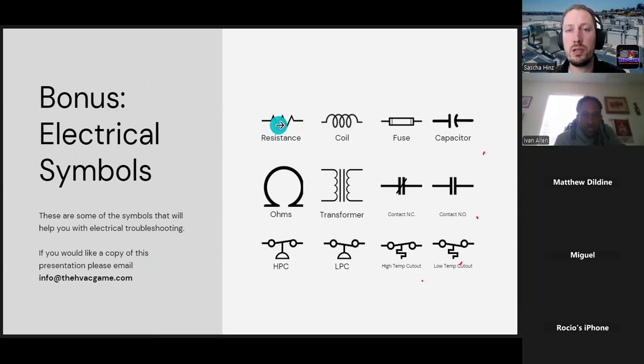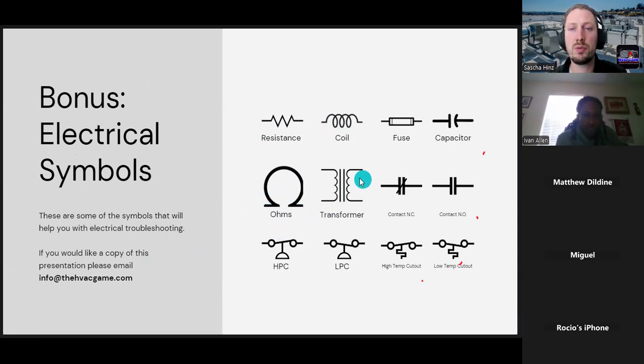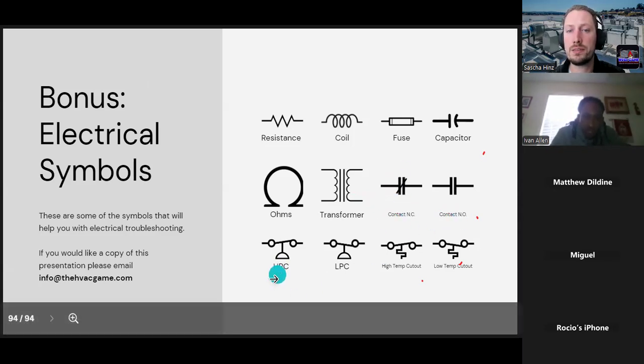You have resistance up here. These are your coils, for example, on contactors. These are fuses, capacitors. This is just a general symbol for ohms for resistance. This is usually your symbol for a transformer. Contacts on your contactors, normally closed, normally open. And then these are your pressure switches, high pressure, low pressure. And then this is a temperature sensor, and these are usually high temp cutouts and low temp cutouts.